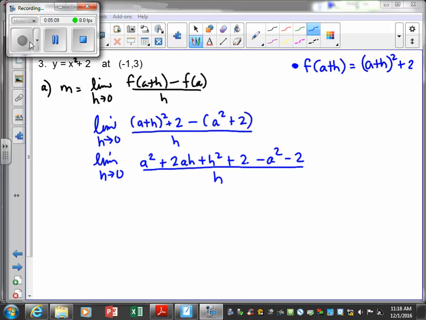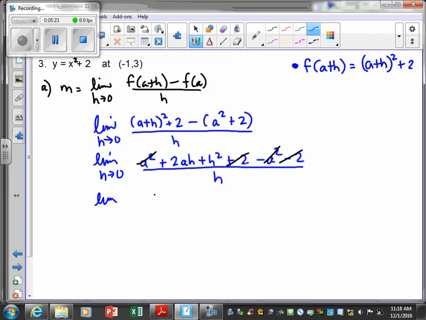Alright, and what we're going to do next, let's just see what simplifies out of here. So a squared minus a squared, and then we have 2 minus 2. So we will have, let's go ahead and factor out an h while we're at it, 2a plus h over h, limit as h approaches 0. Alright, and then at that point, we simplify again.